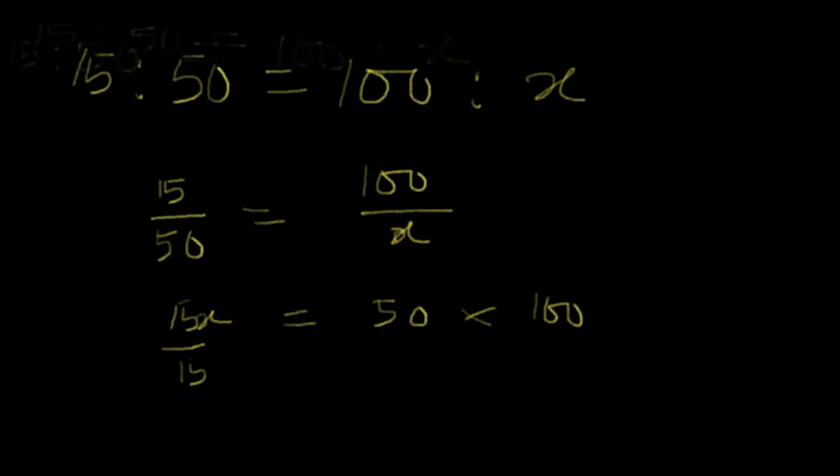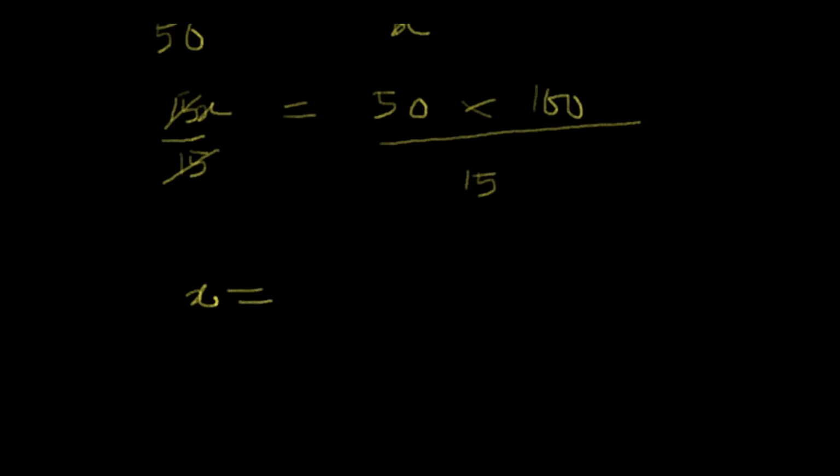Divide both sides by 15. 15x over 15 is equal to 50 times 100 over 15. 15 will cancel 15. You now have x is equal to 50 times 100 over 15. Therefore, let's arrange the mathematics in this format, which is also the same. We'll say x therefore is equal to 50 times 100 over 15.